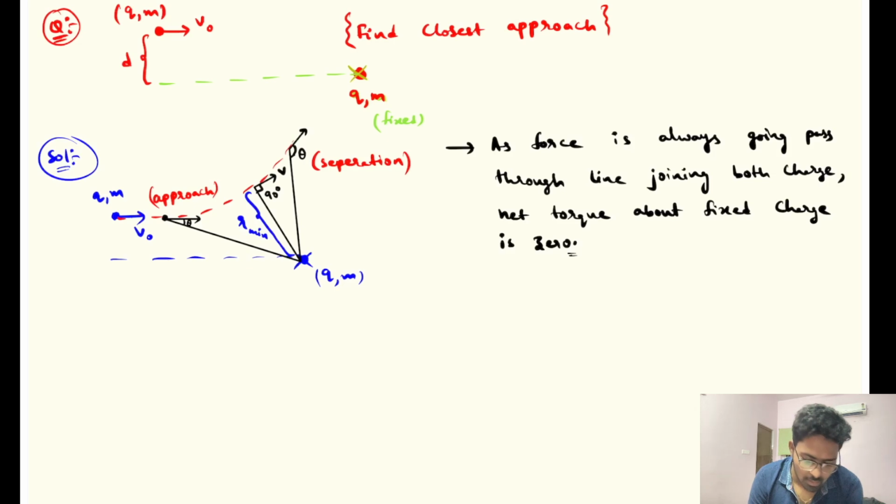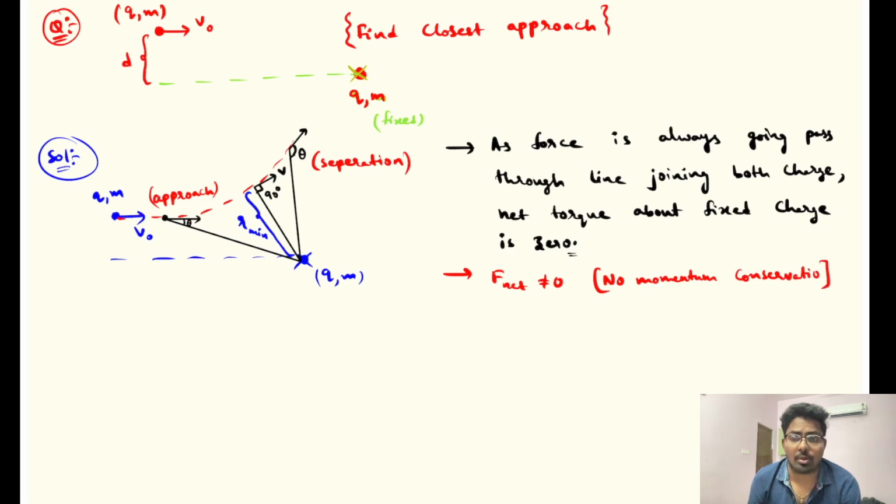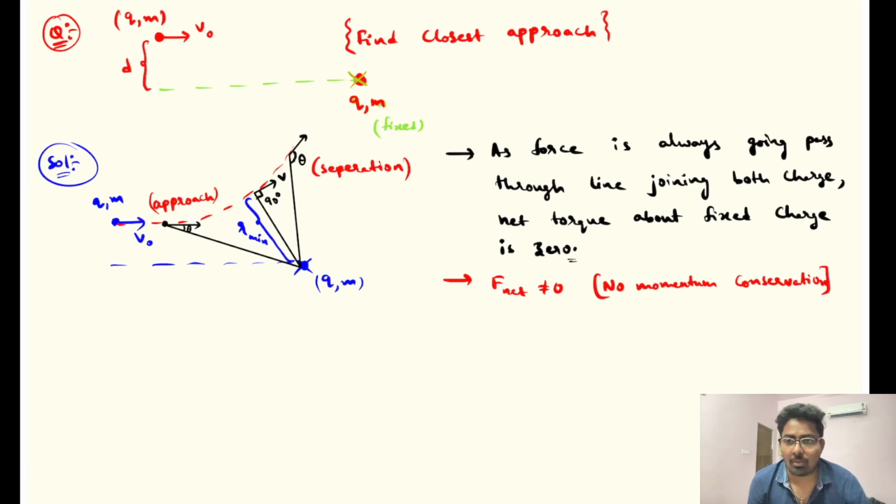That means the key point you need to understand is that net force is not equal to 0. Externally someone is ensuring that the second charge is fixed. That means no momentum conservation. Okay sir, understood. Because the net force on the system is non-zero, we cannot use momentum conservation. Yes sir, this is fine.